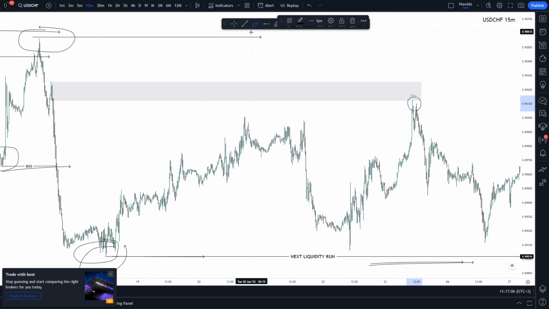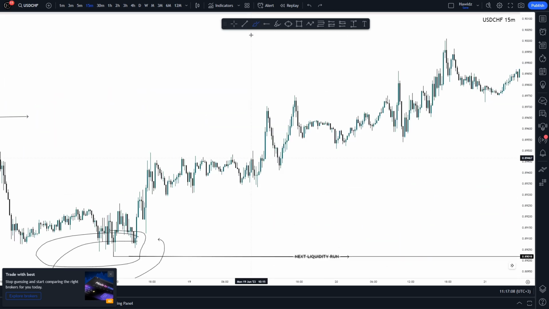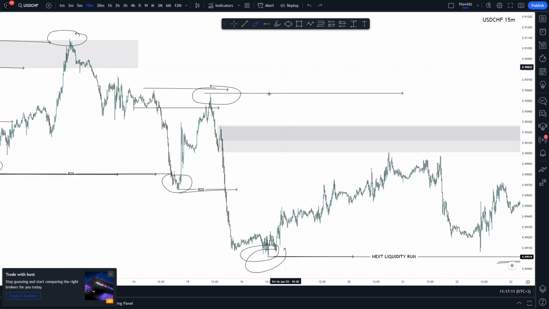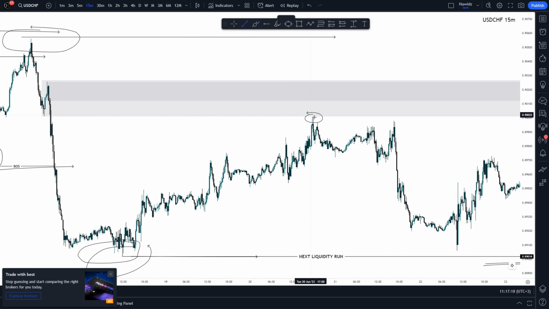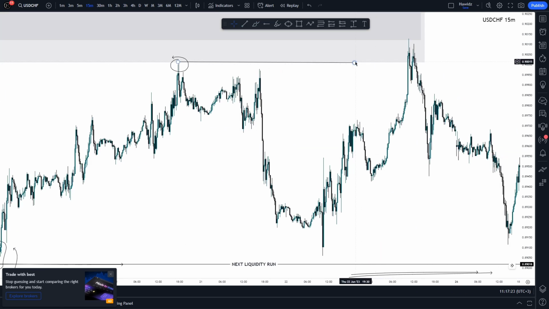Now, if I just go back a few points and return this overall zone, you can see that this zone was mitigated with this wick here. However, this swing high right here later on acted as liquidity and was taken out with this bullish push right here, leaving now the true mitigation right there.